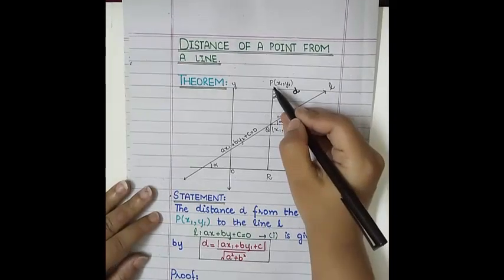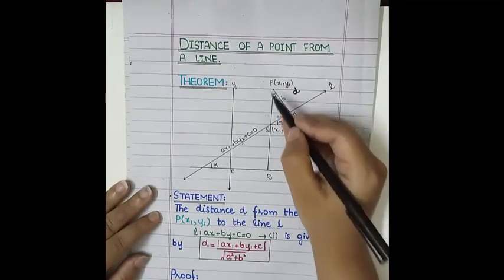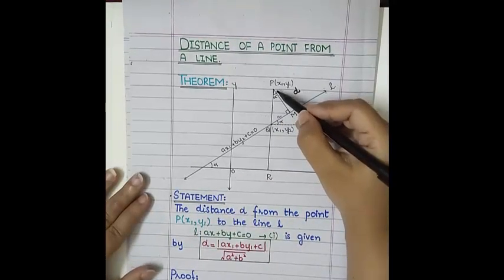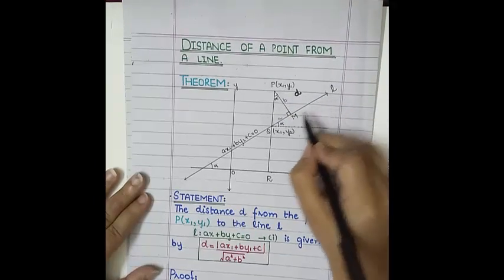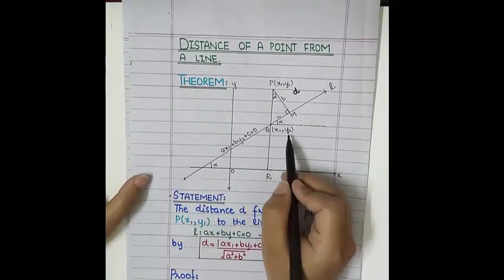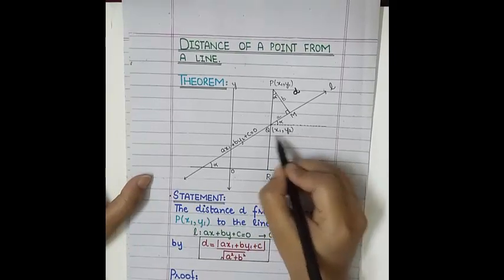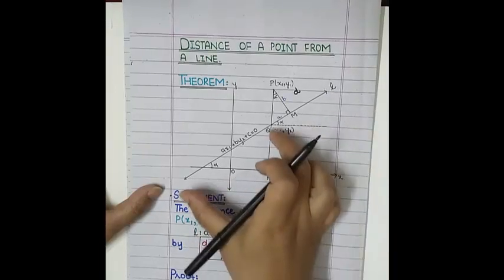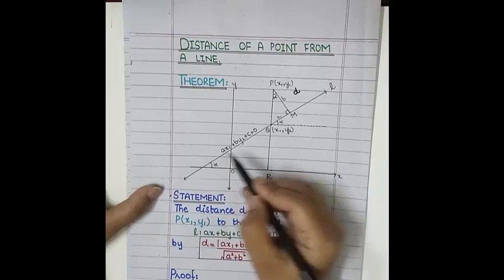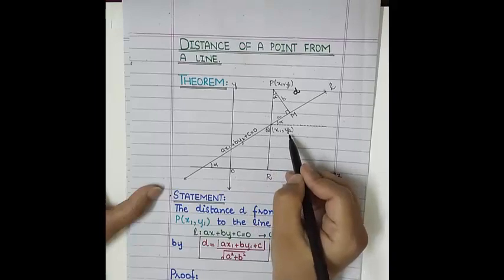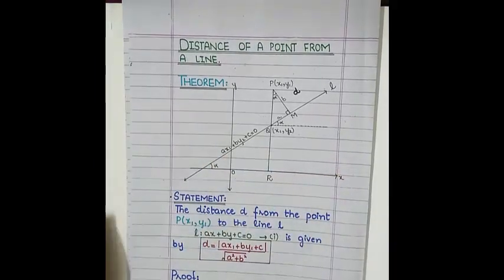Now this is P, and we have drawn a perpendicular PQ on OX. And from this P we have drawn a perpendicular PM on the line L. This is a point Q with coordinates x1, y2. This is abscissa and this is ordinate. Since the ordinate of this Q is y2 and this point is also on this line, the equation of this line would be A x1 plus B y2 plus C is equal to 0. So this was all the construction.